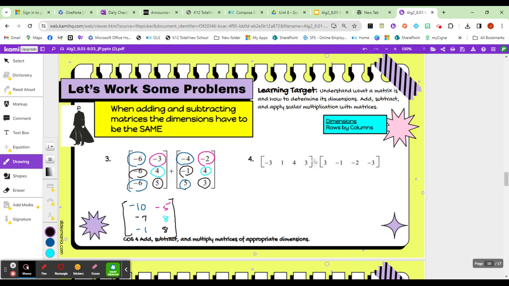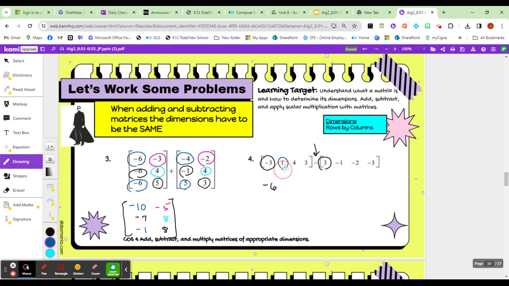So number 4, we're subtracting. Remember, subtraction is like the devil and it will cause you to make a mistake. So be really careful here. Both of these matrices are 1 row and 4 columns. So we are able to subtract them. So we're going to do 3 minus 3. That's going to give me -6.